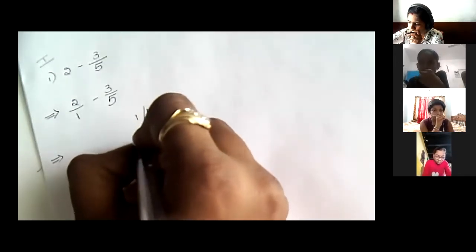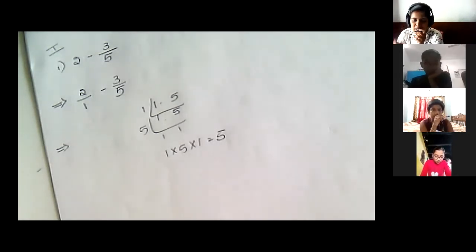Always you have to start from the smaller number. 1 1s are 1, 5 as it is. Next, 5 1s are 5 as it is. So 5 is our LCM. This is why I said there is no need to do the sum using pen and paper. Easily you can calculate in our mind.